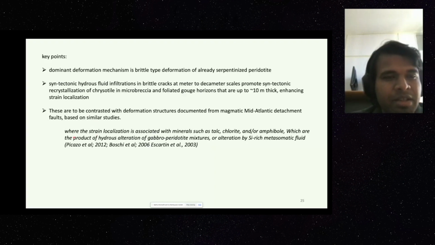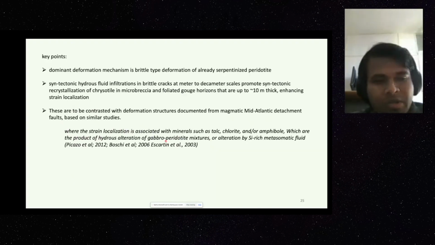And these results are to be contrasted with the deformation structures documented from the more magmatic mid-Atlantic detachment fault systems based on very similar studies, where they observed that the strain localization is always associated with minerals such as talc, chlorite, and amphibole, which are the product of hydrous alteration of gabbro-peridotite mixtures or alteration by silica-rich metasomatic fluid. But in our case, we don't see these kinds of minerals, so it's dominantly deformed by serpentine species of minerals.